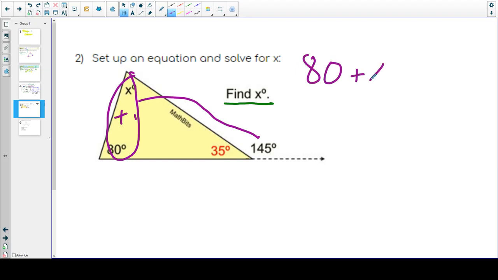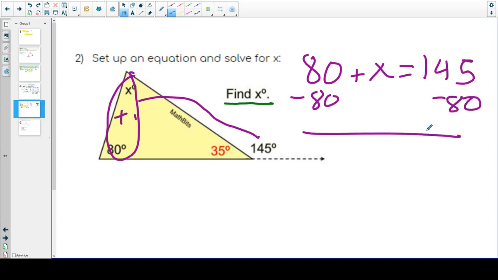80 plus some number x equals 145. If we subtract 80 on both sides, what do you get? 145 minus 80 is 65. x equals 65. Now I challenge you, use the triangle sum theorem and see if you get the same answer. Hint, you will get the same answer.